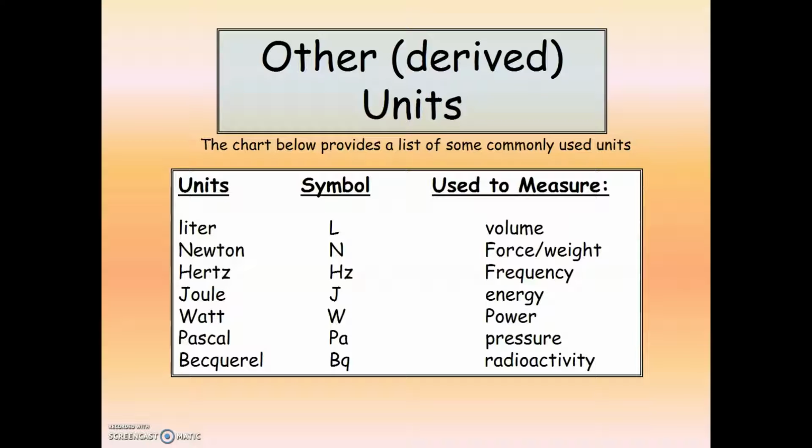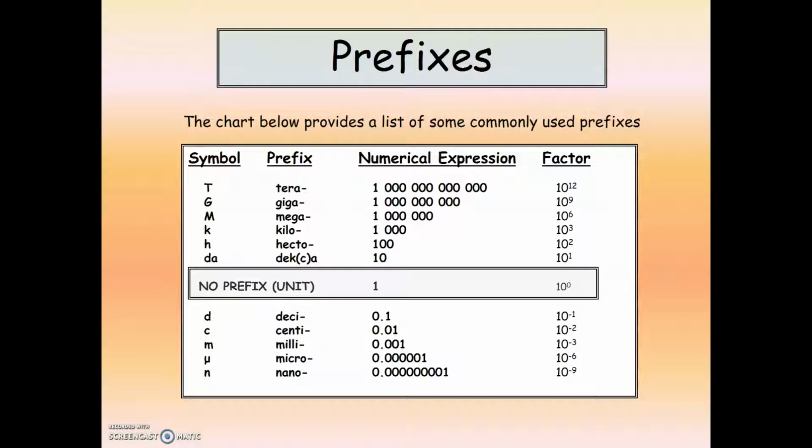A newton is just a kilogram times a meter divided by time squared. Hertz is a different unit. These are all derived from different things: joules, watts, pascals, which is pressure, becquerels, which is radioactivity. All of these units come from the base units.